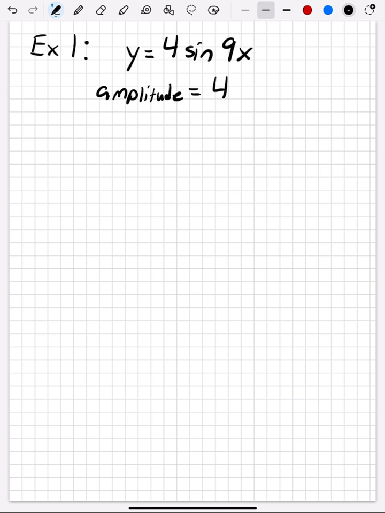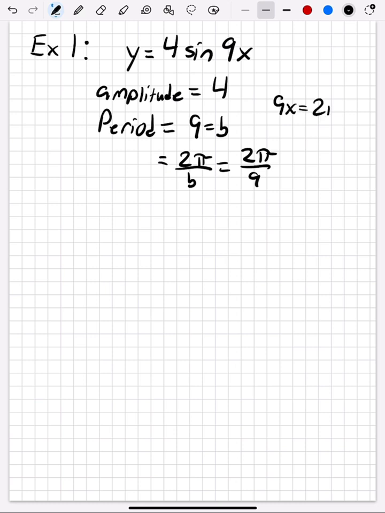And sine has a period of 2 pi, but we have this 9x, right? Well, 9 is equal to b here. The period is 2 pi over b, so it is 2 pi over 9. That can be derived if you need it by just setting 9x equal to 2 pi and then solving for x. That's how that was derived. But if you just know that it's 2 pi over b, then you're fine.